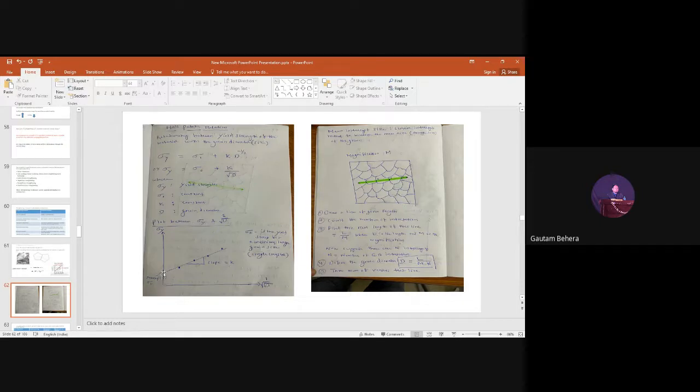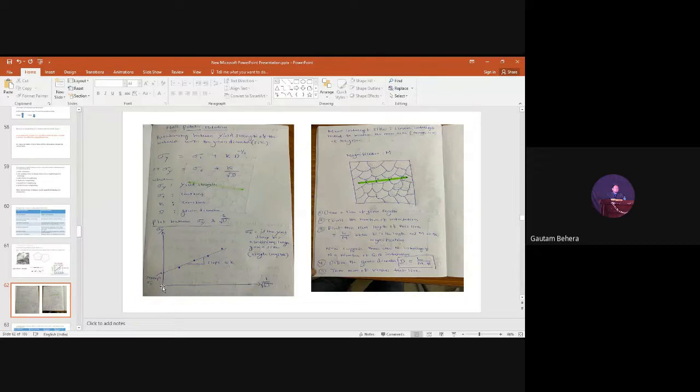And this part is the intercept. The intercept is nothing but the sigma naught. So the question may be like, what is this sigma naught exactly? This sigma naught is nothing but the stress for an infinitely large grain or for a single crystal, right? When the crystal is a single crystal or when the grain size is infinitely large, the stress required is nothing but this sigma naught.